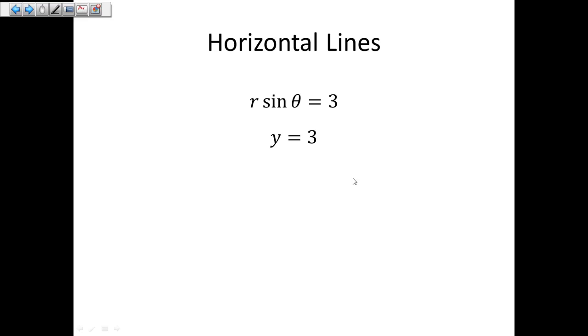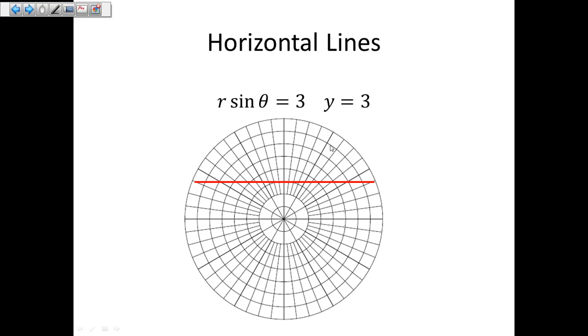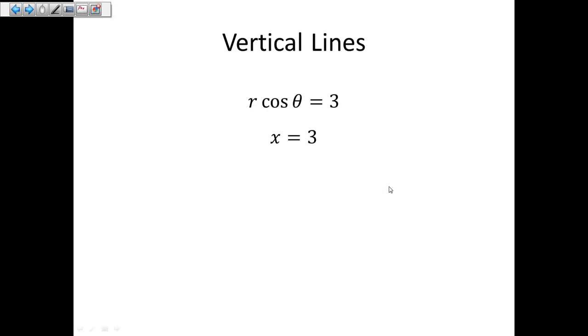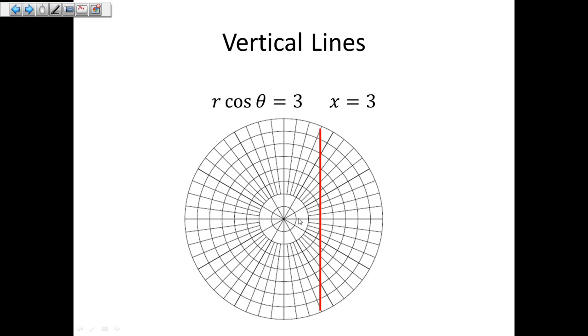Horizontal lines. Whenever you see r sine theta, you can trade that out for y. So I've got y equals 3. Hopefully you recognize that as a horizontal line. Here's a horizontal line at y equals 3. I just went up to the third circle right here and I drew a horizontal line. Here's a vertical line. r cosine theta is x. So I go over 3 and I draw a vertical line. Pretty straightforward.